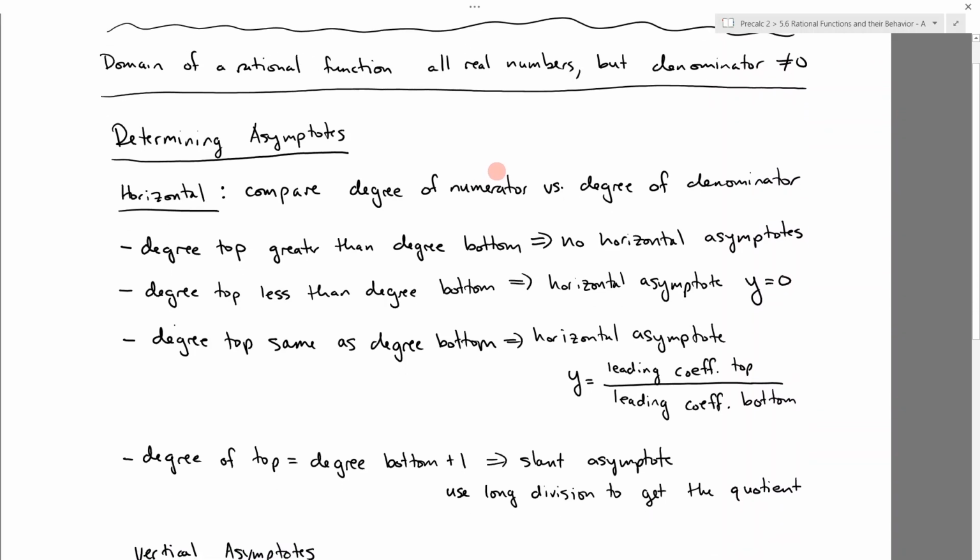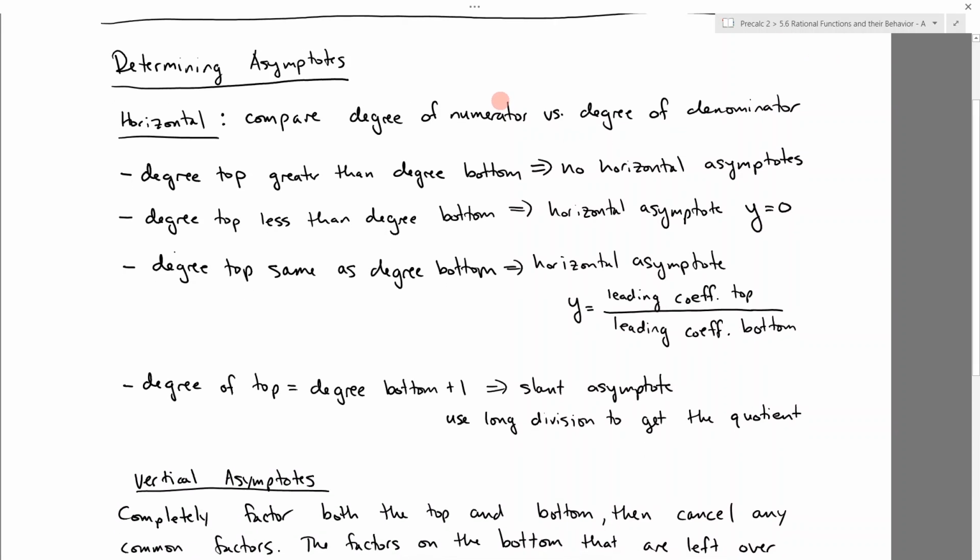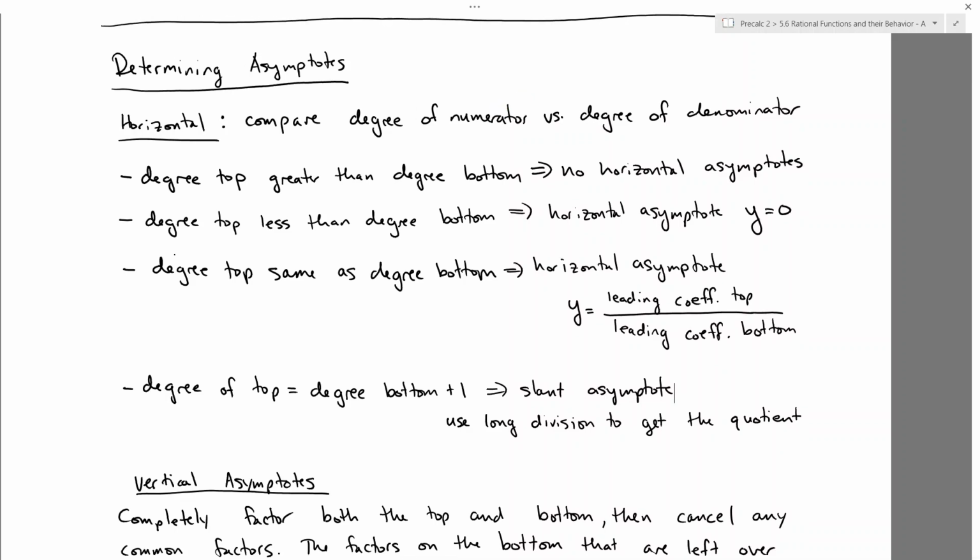Okay, so what should we look for in terms of the asymptotes? First of all, when we're trying to find the horizontal asymptotes, essentially what we're going to do is compare the degree of the numerator versus the degree of the denominator. If you remember, the degree is the highest power. The numerator is just what's on top, and the denominator is what's on the bottom.